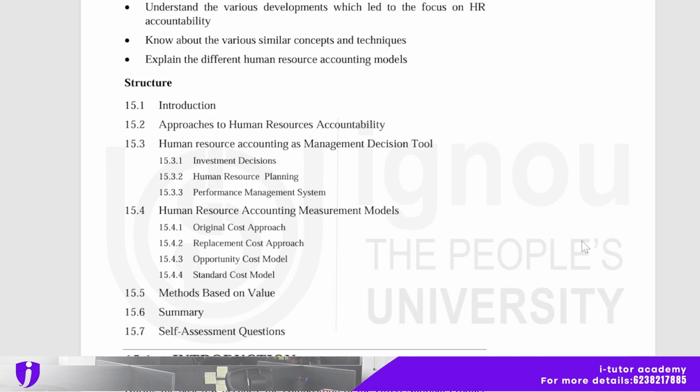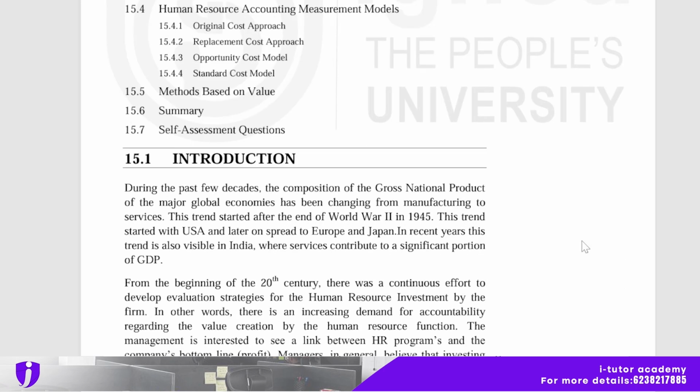Under this, investment decision, human resource planning, and performance management system are there. And next is human resource accounting measurement models, and under this there is an original cost approach, replacement cost approach, opportunity cost model, standard cost models, and methods based on value, and a summary of this chapter, and self assessment questions also. So let's begin with the introduction part.